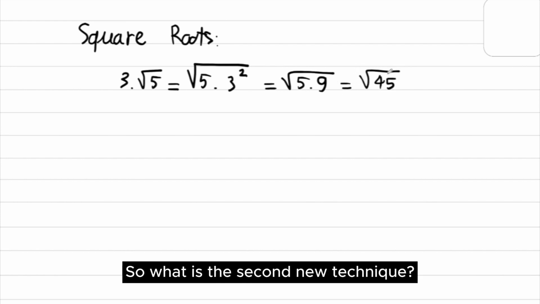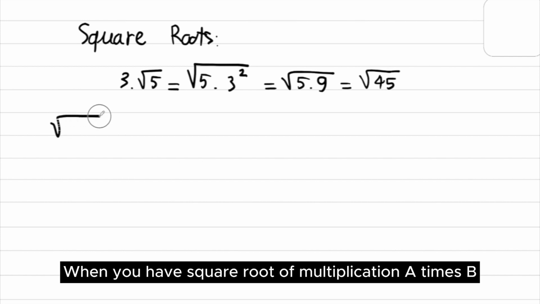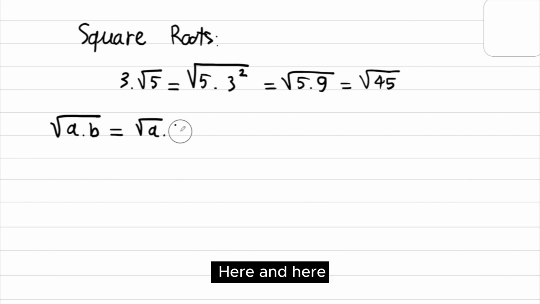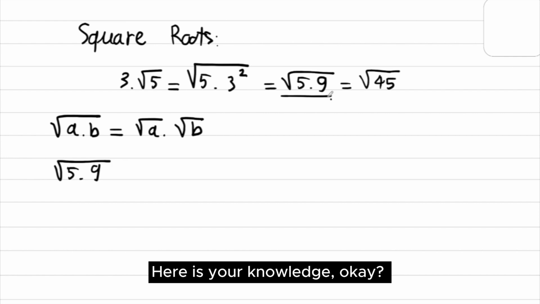Okay, so what is the second new technique? You can imagine it like this. When you have the square root of a multiplication, A times B, you can separate this into 2 square roots here and here. Another one I want to remind you of is this one. Here is your knowledge, okay?